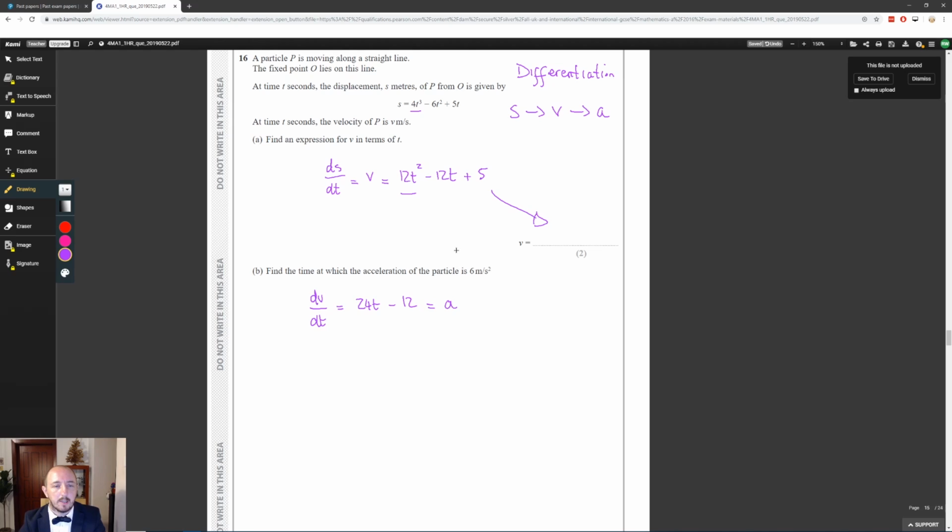And it wants to know the time at which the acceleration is 6. So we're going to replace 6 with a and get 24t minus 12 equals 6. Rearrange this. 24t equals 18, so t equals 18 over 24, which is 3/4, so 0.75 seconds.